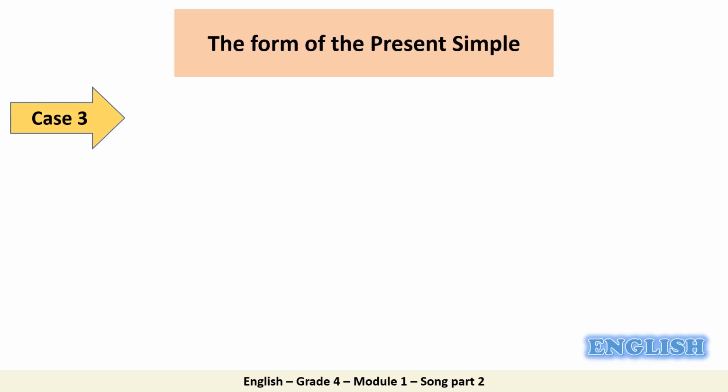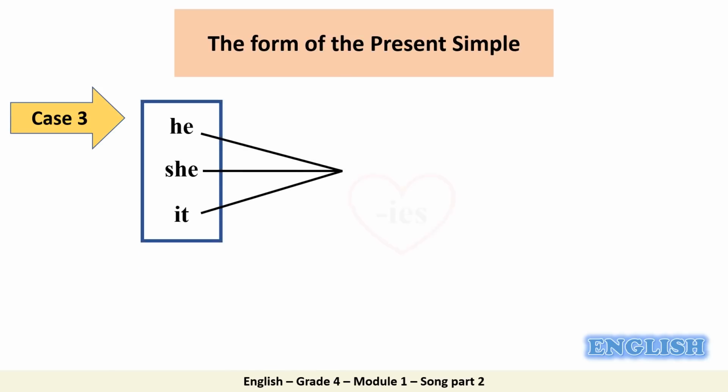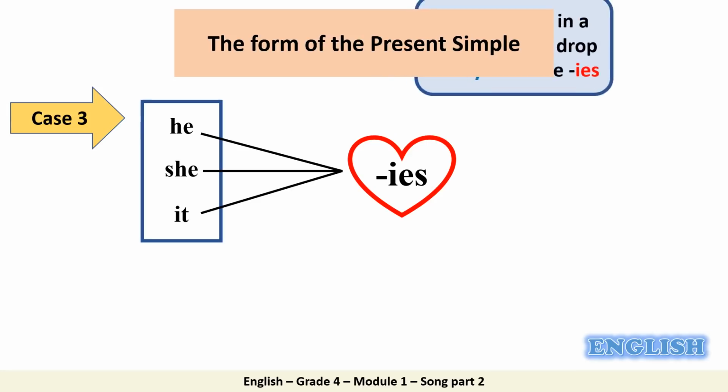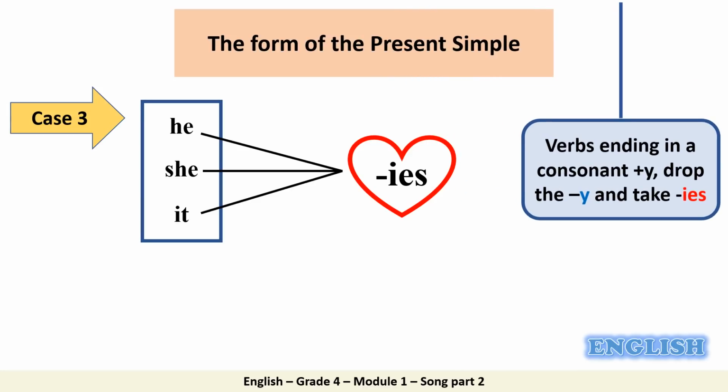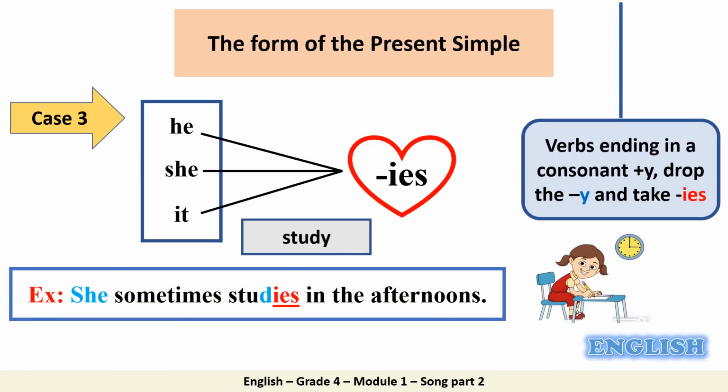Case number 3. He, she, and it love IES when the verb ends in a consonant plus Y. We drop the Y and we put IES. Let's look at our example with the verb study. She sometimes studies in the afternoons. Here we have the verb study. It ends in Y and before it a consonant. So we drop the Y and we put IES.